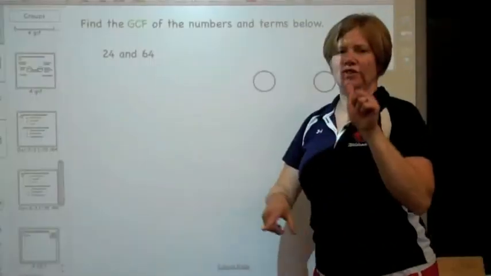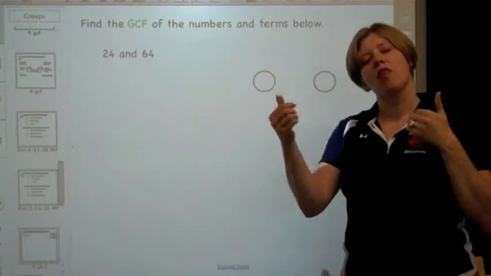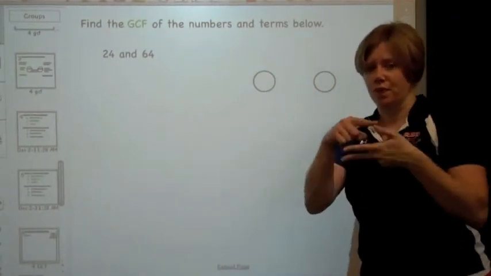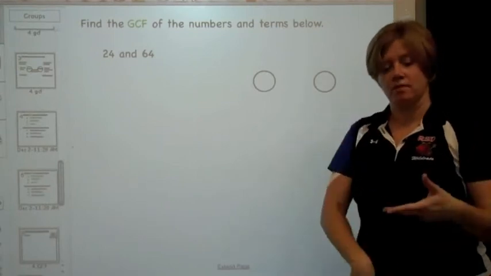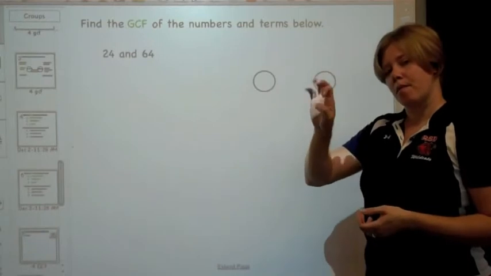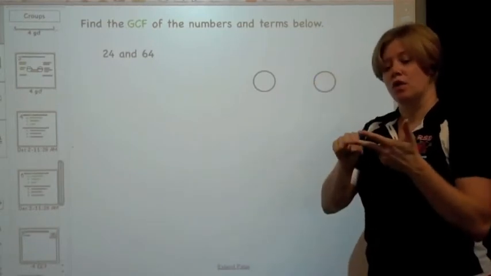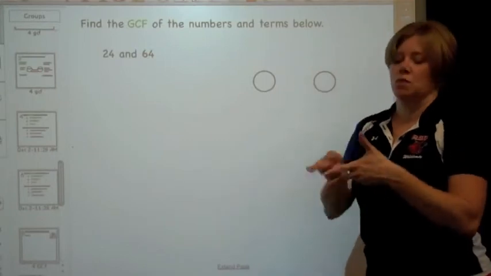That's the GCF. Here I have 24 and 64, so listing all of those is going to get kind of long and tedious. So another method has 3 steps. First, find the prime factorization. Second, move all of the factors into a double bubble map. And then third, all of the common factors in the middle, we multiply them.